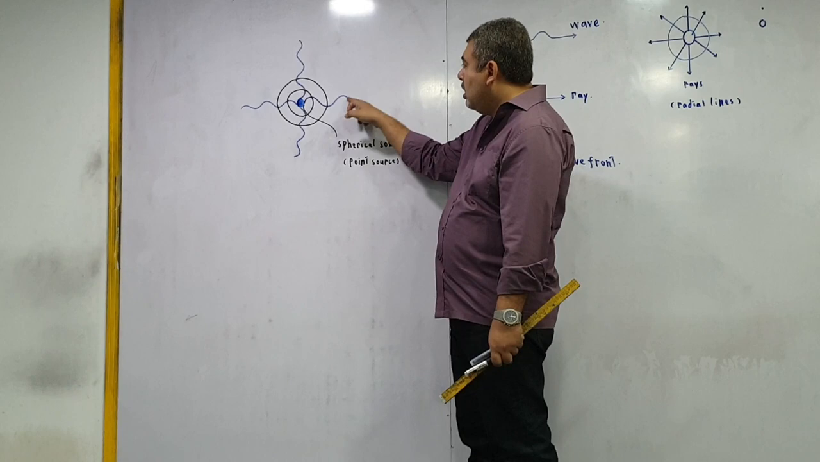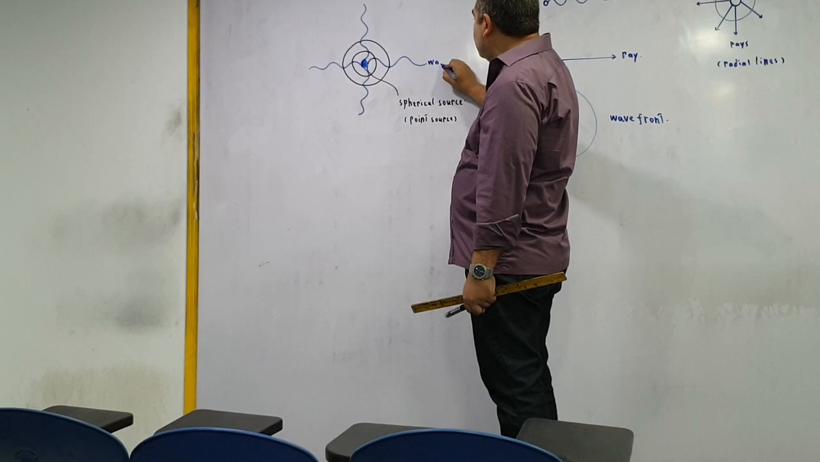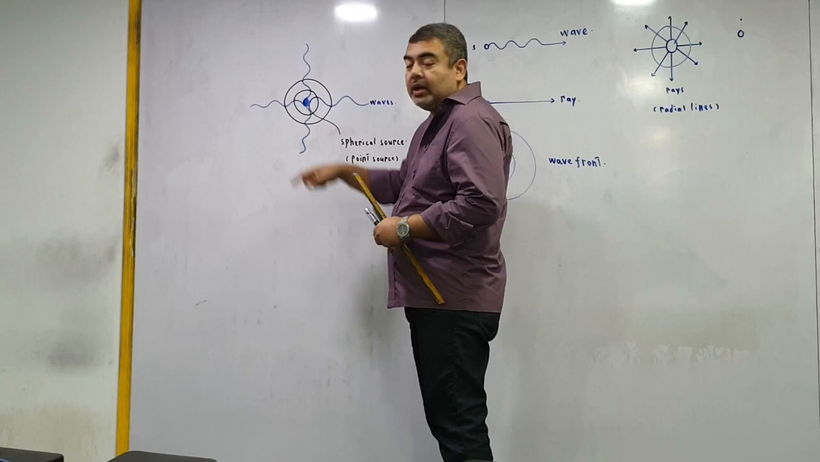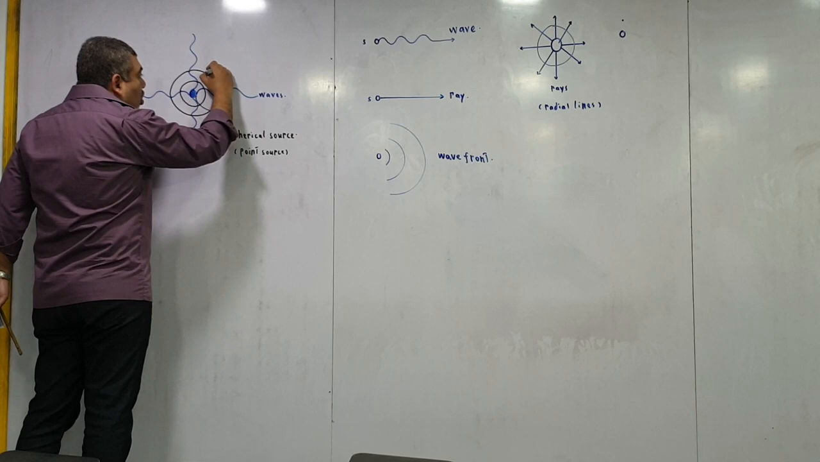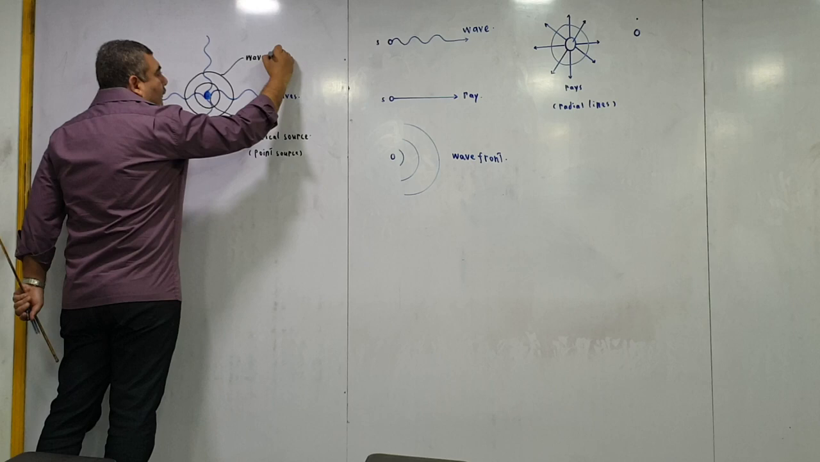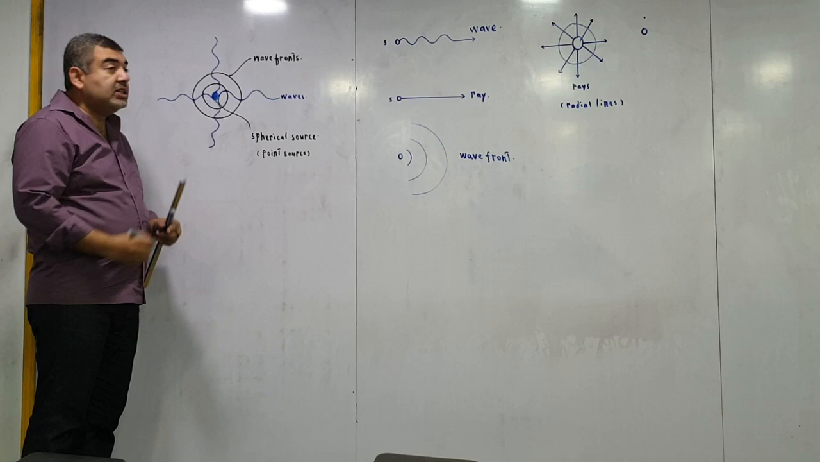Here I am going to draw in blue color. These are the waves, and they are carrying energy along with them. The circles I marked, what are these? These are spherical lines joining all the points of the wave which are in the same phase. And these imaginary lines that I have drawn are called wavefronts. At the moment the source is spherical.